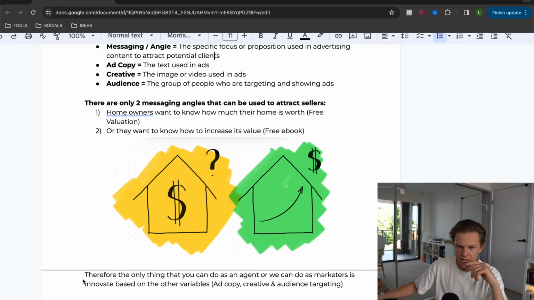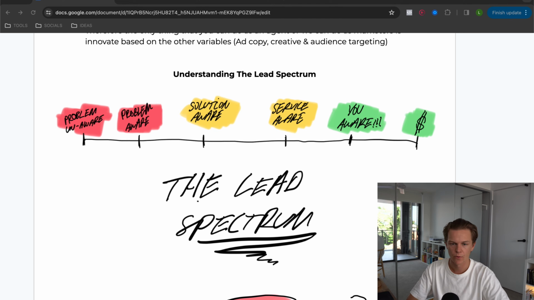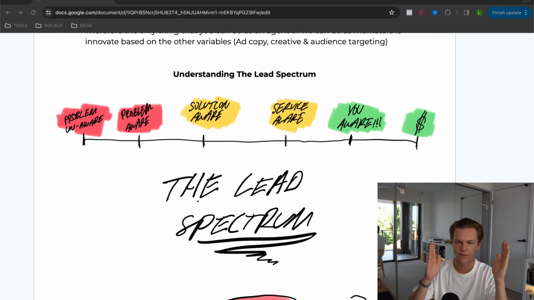Cool. So as I put down here, I've said, therefore, the only thing that you can do as an agent, all we can do as marketers, is innovate based on the above variables: ad copy, creative, and audience targeting. So the lead spectrum is a strategy and a framework that, if you genuinely understand it and apply it to your marketing and sales process, is going to make it extremely simple and easy to crush your competition. And not understanding this is often one of the main reasons why you're really struggling to scale up your marketing and sales process. So all the lead spectrum is about is breaking down the different stages that people are at in the buying cycle and the buying journey, so that you can understand who to market to and when.